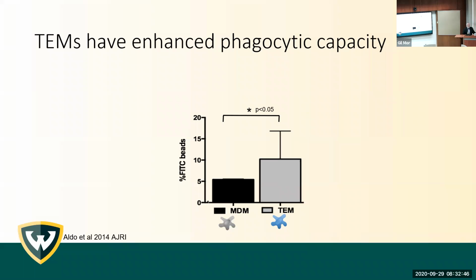We look at the functions, for example, phagocytosis. We also differentiated CD14 positive monocytes with GM-CSF, which will differentiate them into M1. When we look at which of the two has a higher capacity of phagocytosis, the macrophages induced to differentiate by trophoblast cells have a high capacity of phagocytosis.